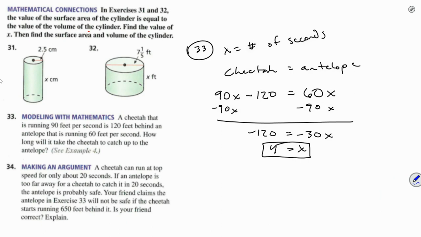A cheetah can run at top speed for only about 20 seconds. If an antelope is too far away for a cheetah to catch it in 20 seconds, the antelope is probably safe. Your friend claims the antelope in exercise 33 will not be safe if the cheetah starts 650 feet behind it. Is your friend correct? So what I'm going to do is take the same equation as up here, but instead of minus 120, I'm going to make it 650. So 90x minus 650 equals 60x, minus 90x from both sides.